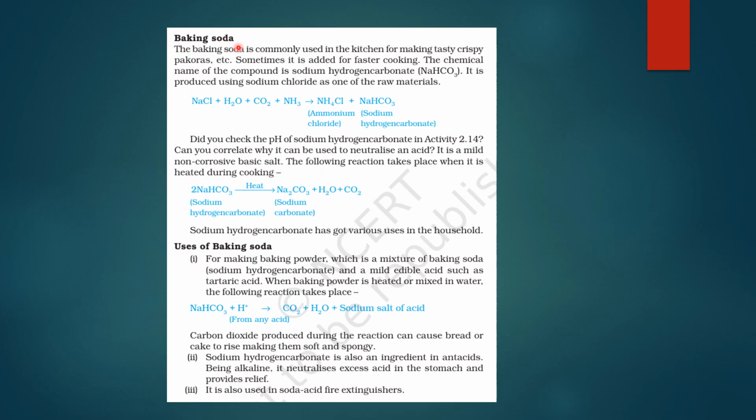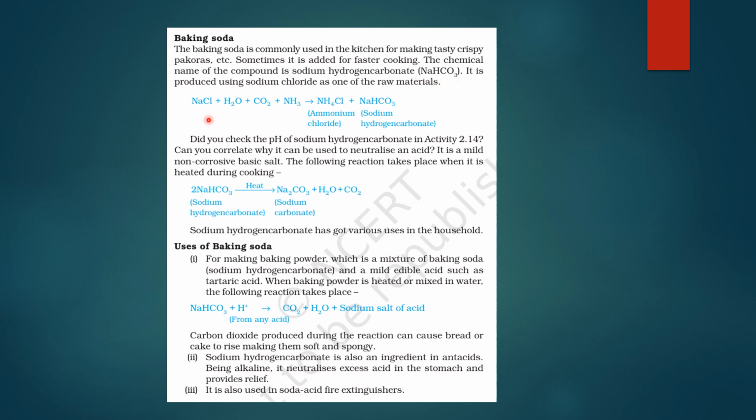So next one is baking soda. ये generally kitchen में use होता है to make tasty crispy pakoras, right? And sometimes it's added for faster cooking. जैसे सपोज आपको राजमा बॉईल करने हैं तो उसमें आप बेकिंग सोडा ऐड कर सकते हो, थोड़ा फास्ट बॉईल हो जाता है. और इसका दूसरा नेम है सोडियम हाइड्रोजन कार्बोनेट. दिस इज द केमिकल नेम. NaHCO3 is the formula, right?